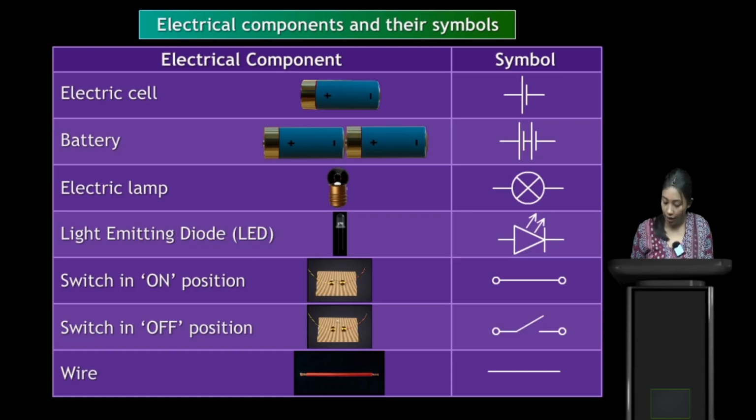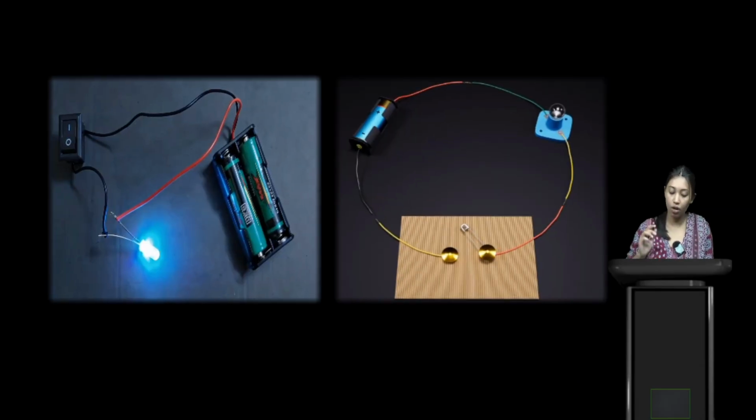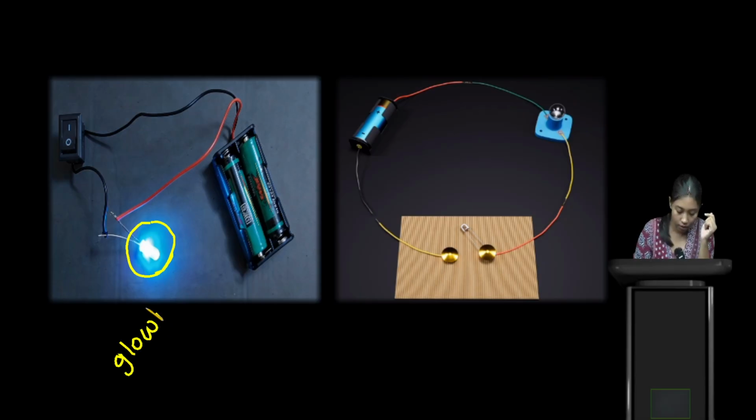Now after that, look at the screen. We can see two circuits, isn't it? Very good. In these two circuits there is a slight difference. In the first one, it is in the light on position, meaning switch on position, because the light or the bulb is glowing. And in the second picture, we can see it's not glowing.